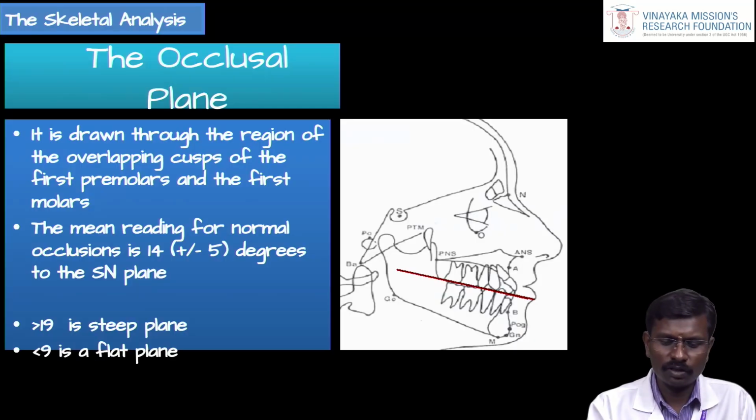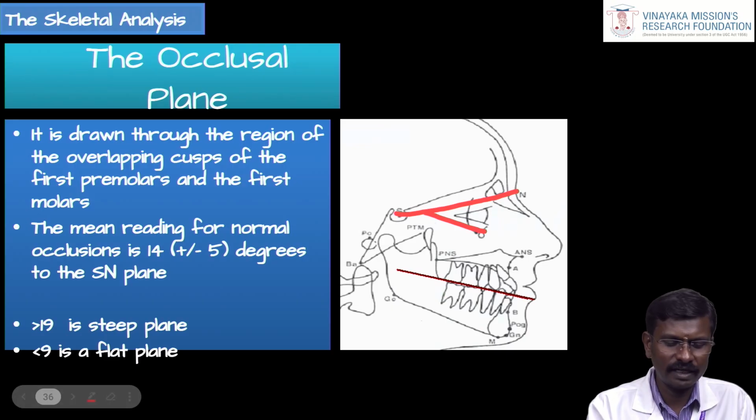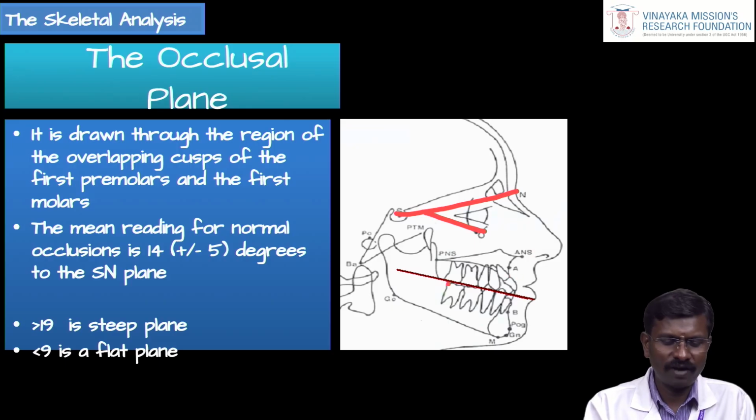In the same way, the occlusal plane we have to transfer from here to the SN plane, and the mean reading is 14 plus or minus 5 degrees. If it is more than 19 degrees, it is a steep occlusal plane. If it is less than 9 degrees, it shows a flat plane.